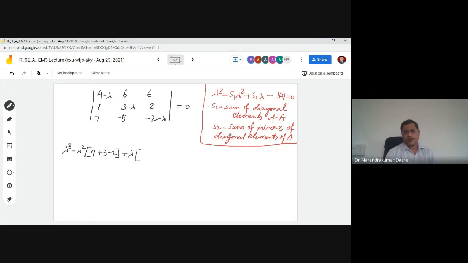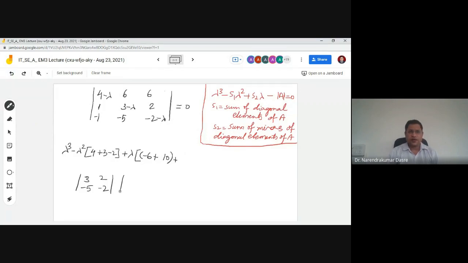What is the next, S2? S2 is going to be the sum of the minors. So what are the minors you will be having? If I consider the first element 4, then these 4 elements will be the minor. So 3 2s are 6 minus 6, and then minus minus plus 10. This is the value of the determinant of 3, 2, minus 5 and minus 2. So 3 2s are 6 minus 6, and then 5 2s are 10 with the minus sign, again minus minus becomes plus.